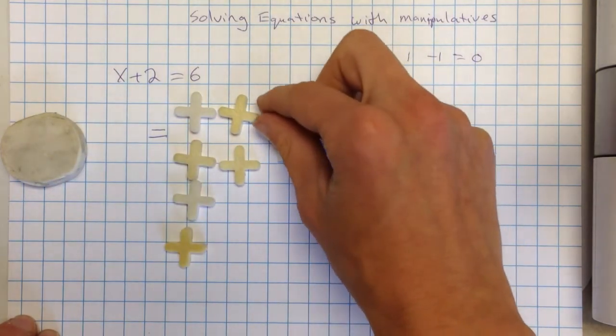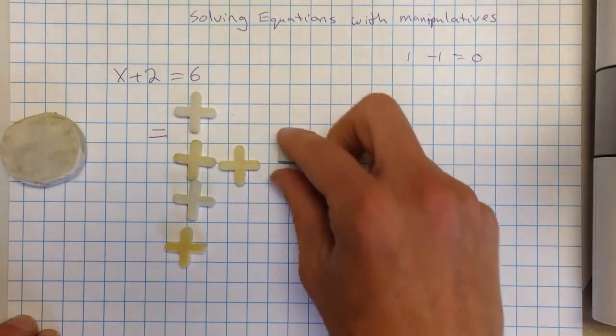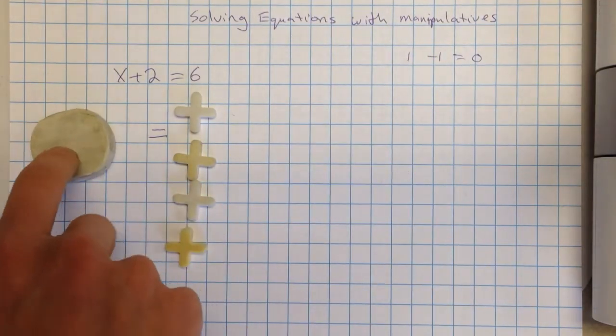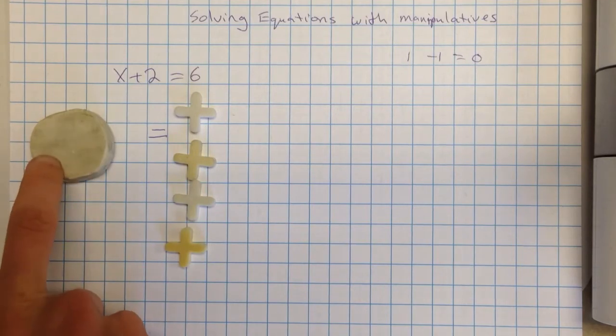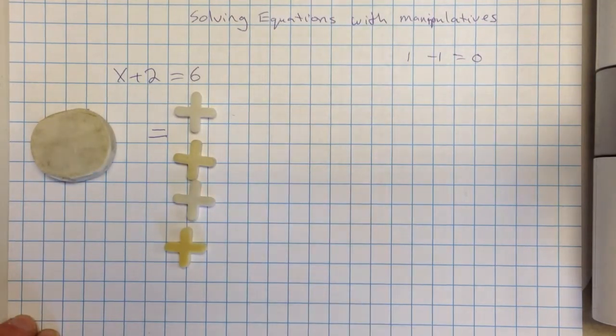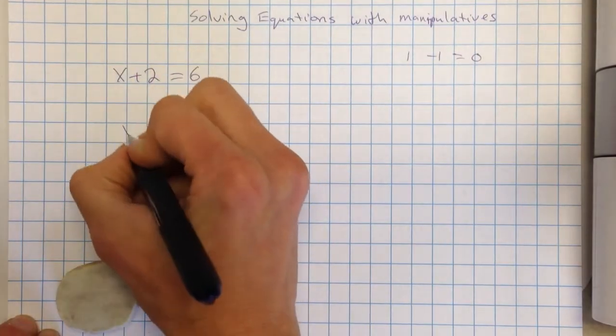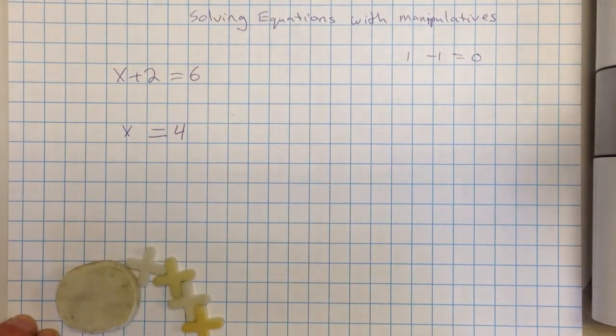I can do the same thing over here. Take away this pair, take away this pair, and I'm left with just this x thing, which symbolizes my variable, and 4 positives. So this shows us right here that x equals 4.